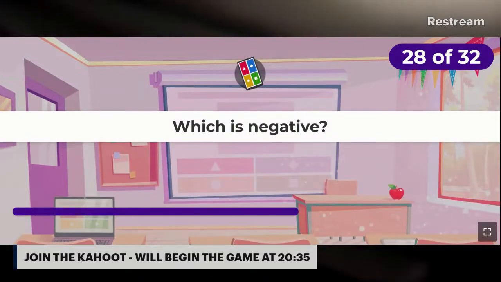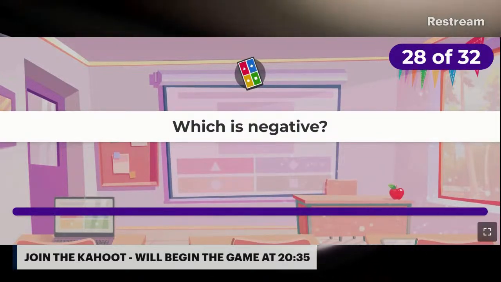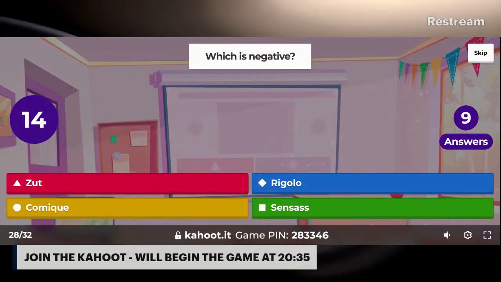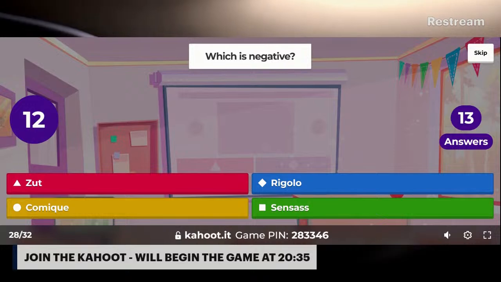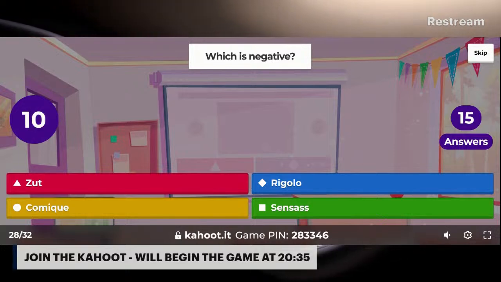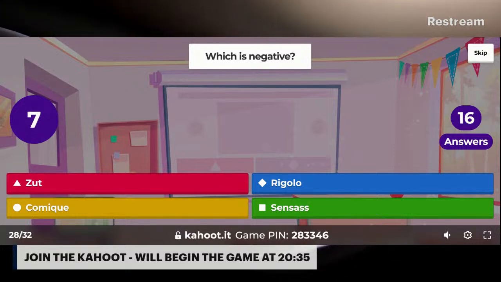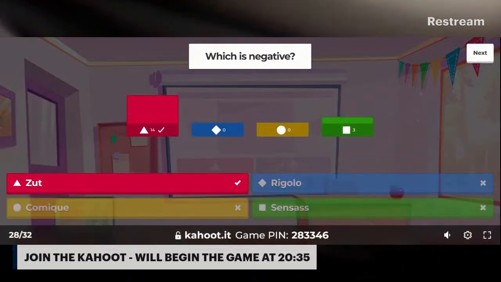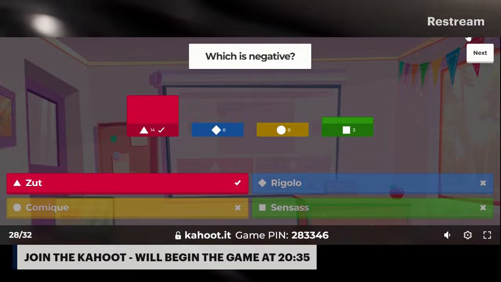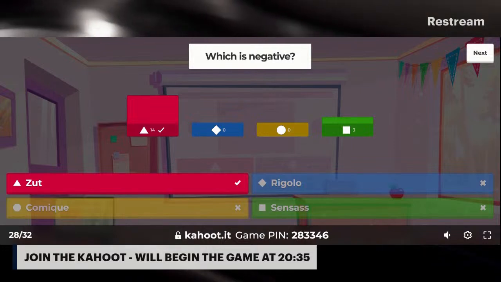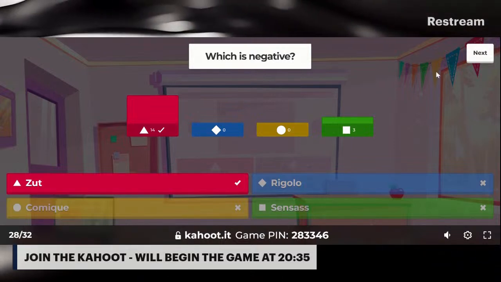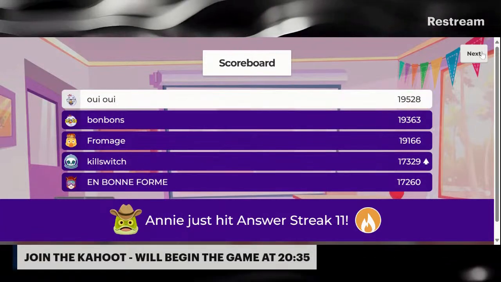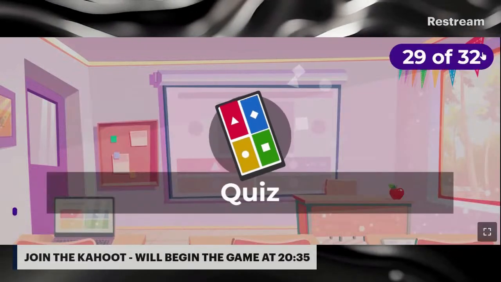Which is negative? This is a hard one. But most people got it. So zut. So zut means, or I guess they're just curse words, aren't they? So damn. Well done, Annie. You're doing really well with a high answer streak.